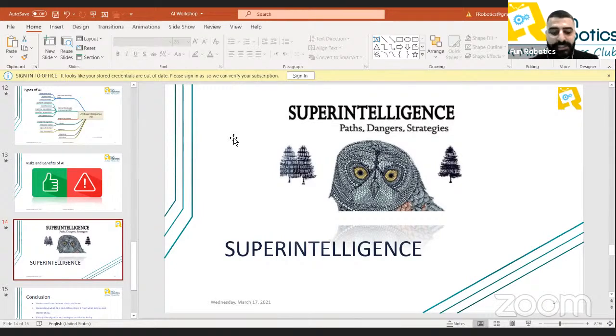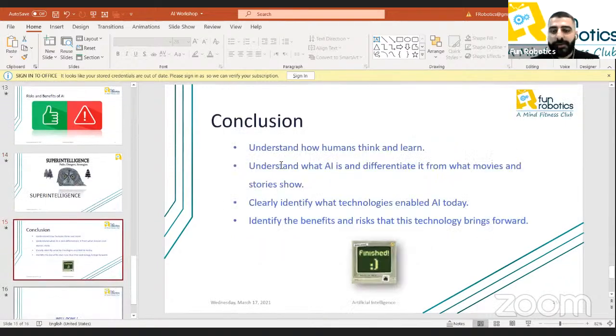So that will be the presentation, the PowerPoint part of this workshop. Now we'll get into some fun stuff like the competition and the quick draw activity. In conclusion, just to conclude what we saw so far, we understood how humans think in general and how we can apply that to AI through code or programming software. We can clearly identify the different technologies that have AI today, like for example Siri or Face ID on your iPhone, which is also an AI system, and the different benefits and risks of AI.